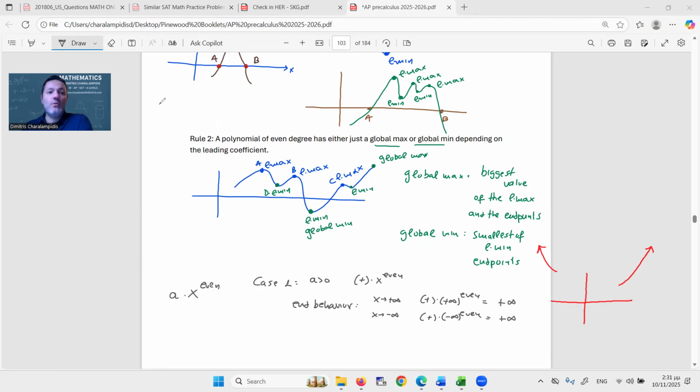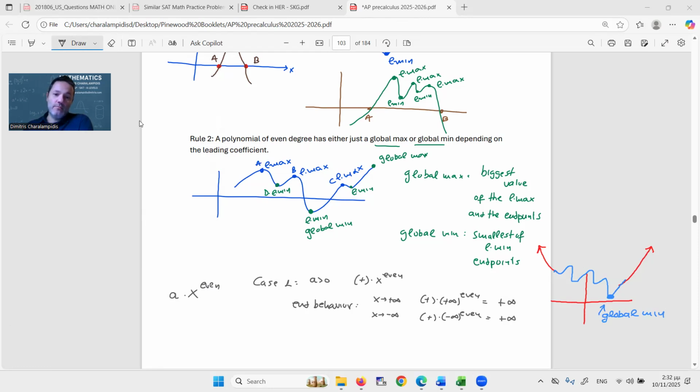So regardless of what happens in between these two, there should be, for sure, a point of global minimum. So when the coefficient is positive, then it has a global minimum.